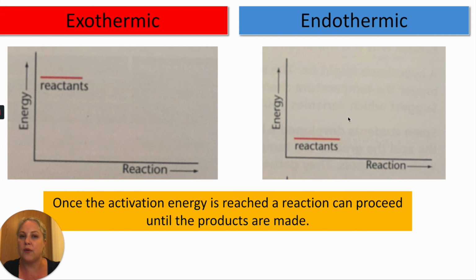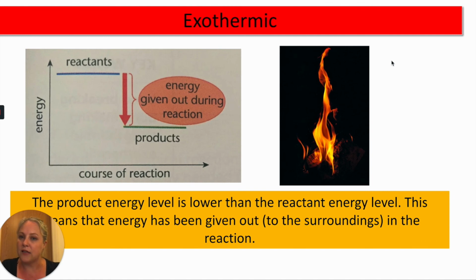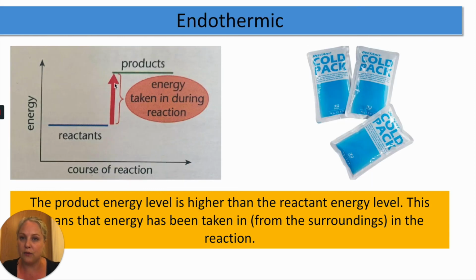The products are much lower. Endothermic, the products have more energy than the reactants. Okay, so an exothermic reaction, the products will be lower down. They have less energy than the reactants that they started with because energy would have been given out. Whereas endothermic, the products will be higher than the reactants because energy is taken in during the reaction.